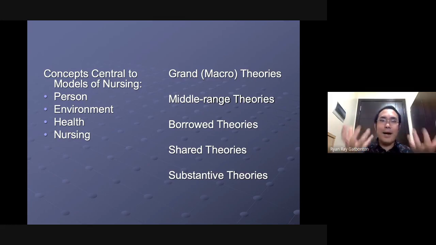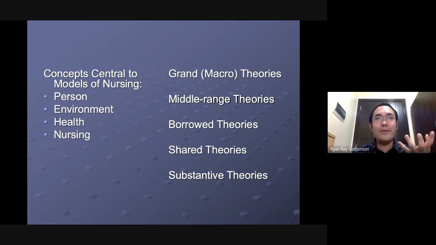Kasi kapag magkaiba ang ginamit mo or pareho mo silang ginamit, the direction of your paper would be in different directions. Parang sinusunod mo to, pero ito naman sinusunod mo din. So parang ano ba talaga? Ano ba talagang susundin mo? So what's the difference between a conceptual framework and a theoretical framework?